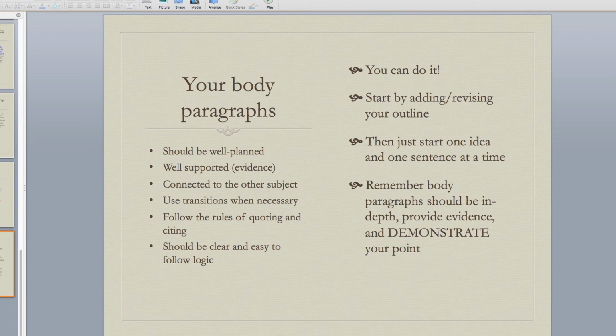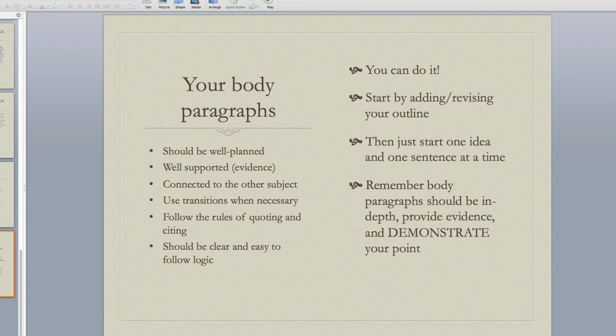For your body paragraphs, I really want you to plan them well. Support them with evidence from the book. Connect them to the other subject. So again, if you're not comparing Alma to Celia, maybe you're comparing Alma to your mother, make sure you connect the two subjects together. Make sure you use transitions when necessary and follow all those rules of quoting and citing appropriately. And be sure that you're clear and that the logic is really easy for a reader to follow. Sometimes I ask my students, what's the point of this information? Sometimes as a writer, you have to be explicit about that.